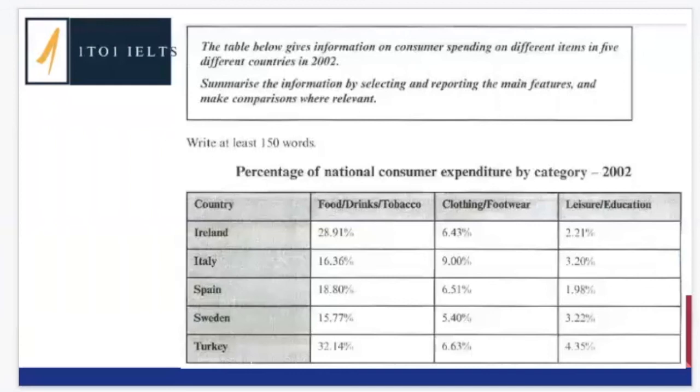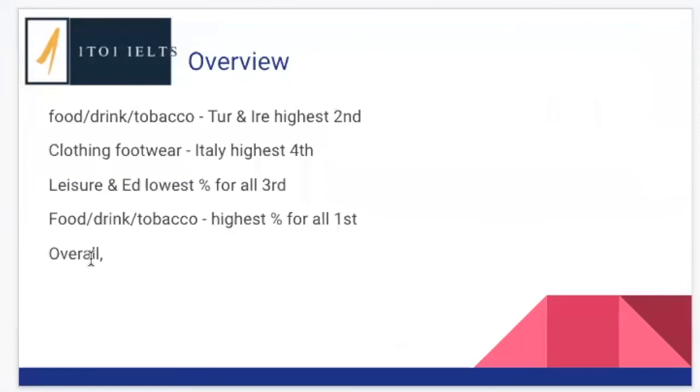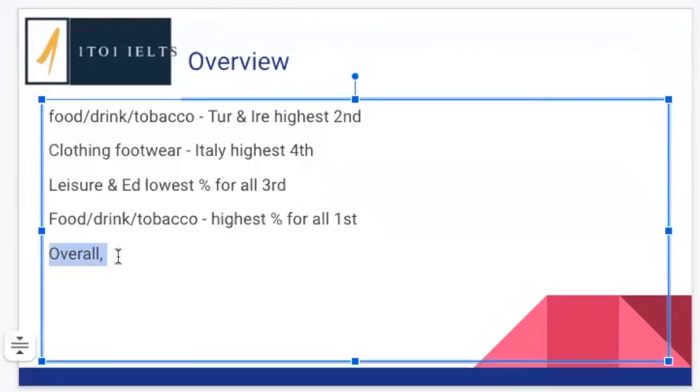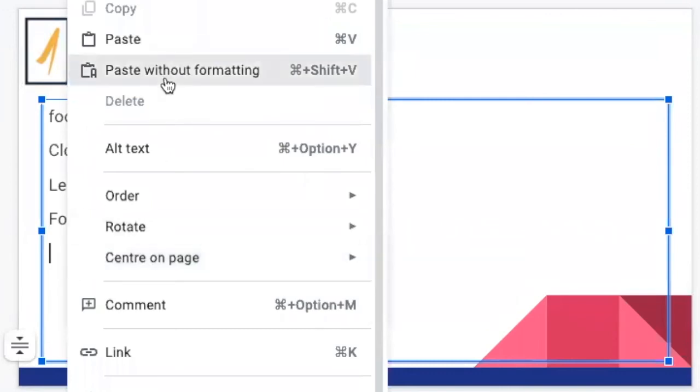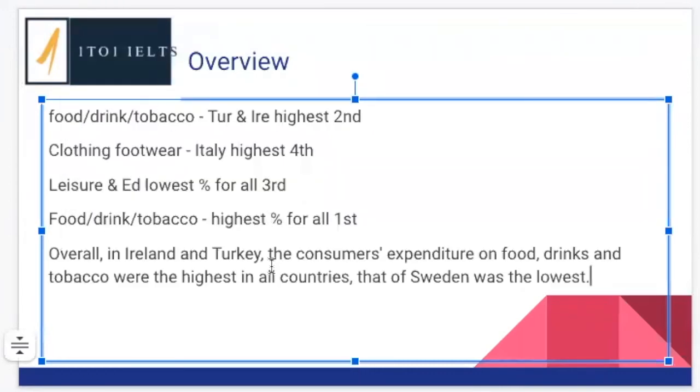Okay, so we have a sentence here from Mary that we're going to have a look at. Thank you, Mary. Okay, so Mary said, overall in Ireland and Turkey, the consumers' expenditure on food, drinks, and tobacco were the highest in all countries. That Sweden was the lowest. Okay. So you want whereas here?